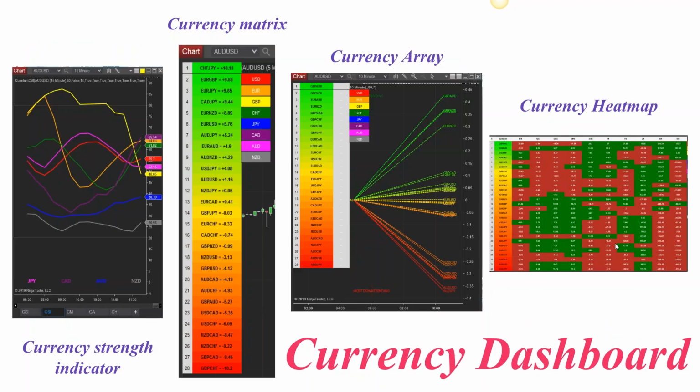And finally, we use our quantum trading tools. This is the currency dashboard. David gave a huge explanation of this if you weren't with us last week.